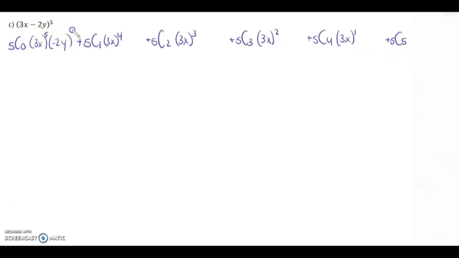Okay. Now negative 2y. Negative 2y to the 1, negative 2y to the 2, negative 2y to the 3, negative 2y to the 4, and negative 2y to the 5.